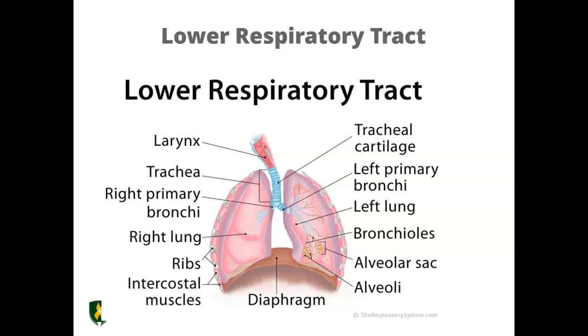Now, the lungs are divided into lobes. There are 3 lobes in your right lung and 2 lobes in your left lung. And this is because of the fact that the heart takes the third space of the left lung.